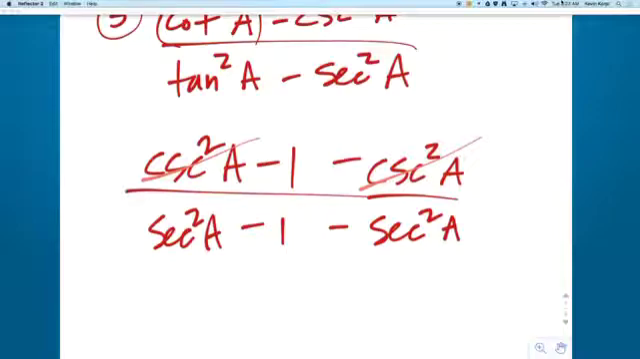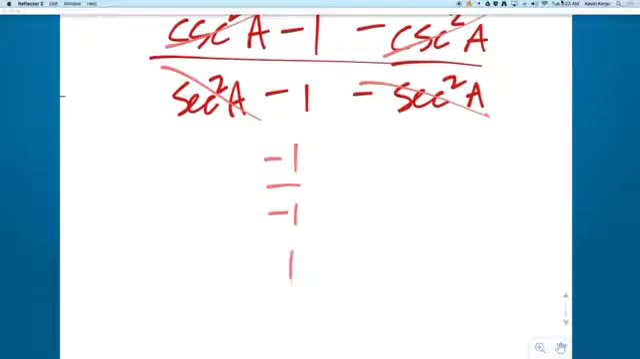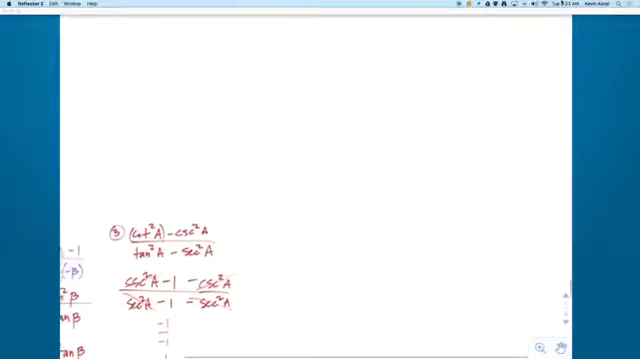Those cancel. And your secant squareds cancel to give you 0. And you're left with -1 over -1, which, of course, is 1. So that's just one way to do it.